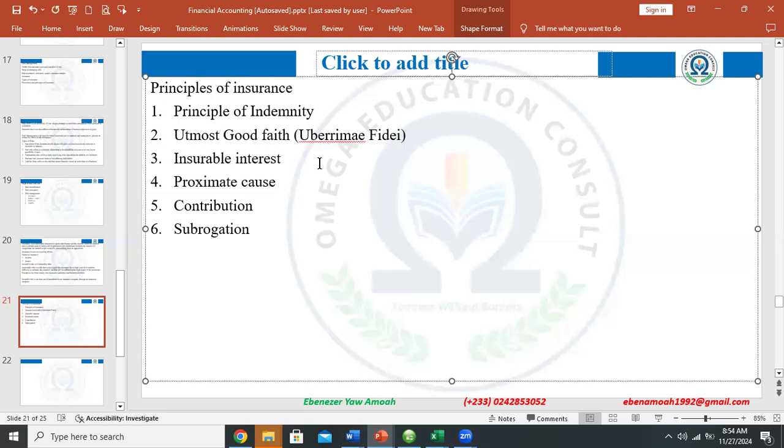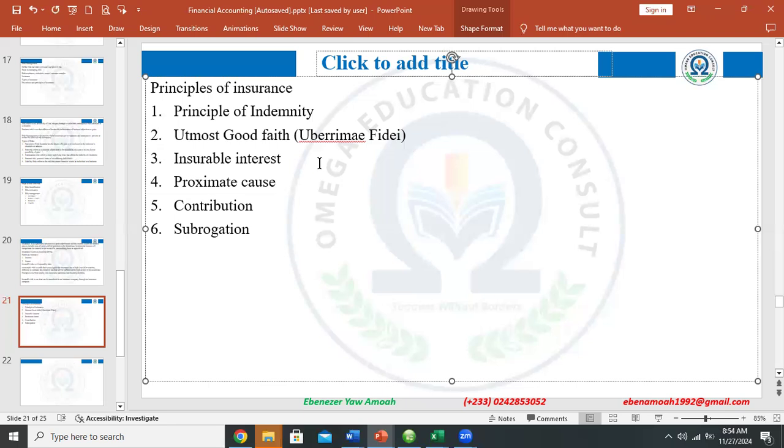And principle of indemnity is that if you insure your property with an insurance company, the company should indemnify you in the sense that they should revive you to your previous position. You shouldn't gain either a profit or a loss from it, but you should be brought back to your previous position before the accident was caused.